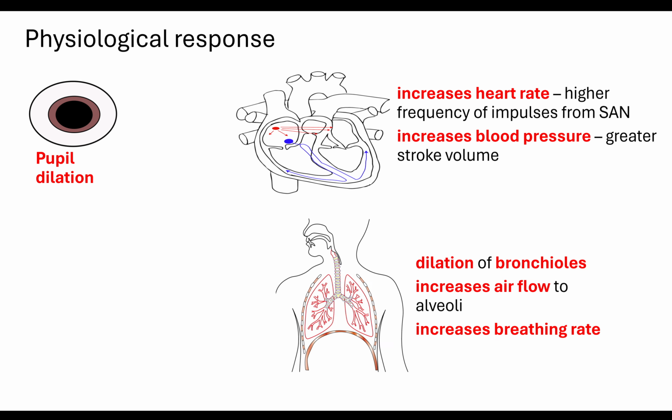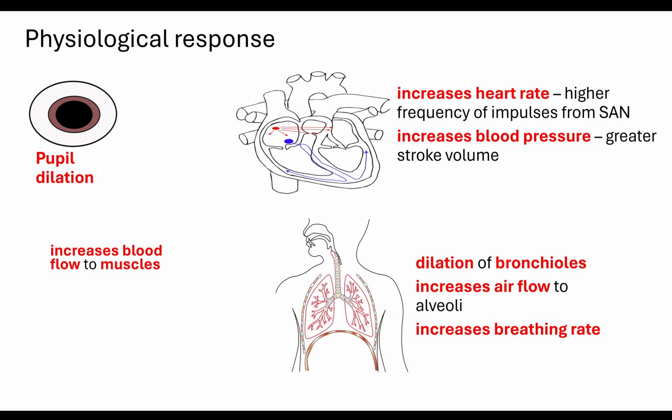Well, if we need oxygen, we therefore need to dilate our bronchioles. We need to increase the airflow to the alveoli. We need to increase the breathing rate. So therefore, we need our intercostal muscles to be contracting more so we can get more air being transported in the bloodstream via the hemoglobin to the necessary cells so that they can do aerobic respiration.